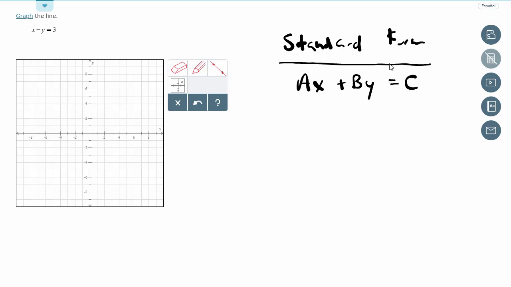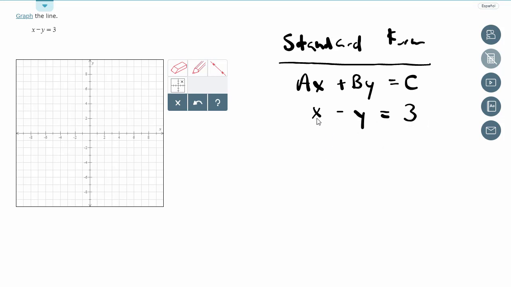Don't worry about the letters A, B, and C. A, B, and C just represent any number you could think of, like fractions. It could be a decimal, positive numbers, negative numbers. And in this case, you can see here we have the equation x minus y equals 3. So if I write it underneath, x minus y equals 3.